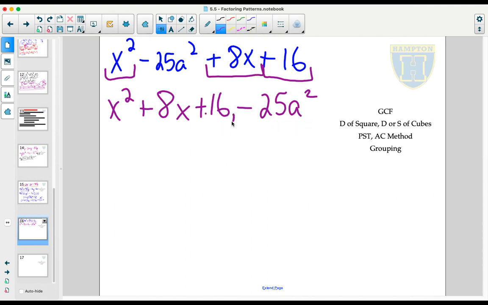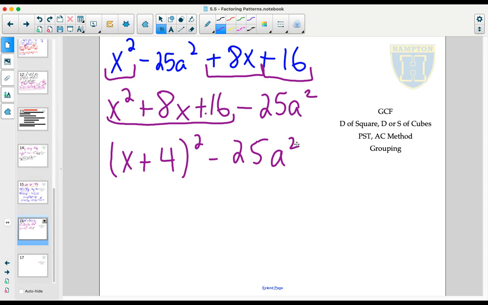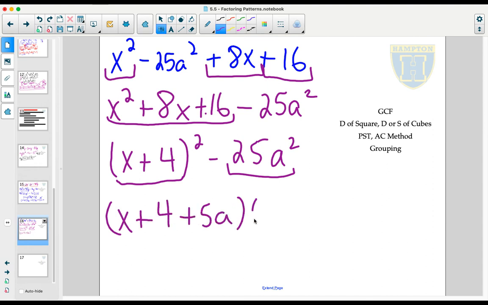If we look at these first three terms together, we see that that's a perfect square trinomial. So we can factor those first three terms together as x plus 4 squared, following that with a minus 25a squared. And now we have a difference of squares. But if you're thinking to yourself, well, a difference of squares requires two terms, we have seen a few examples where you can get creative with the difference of squares. And really, it just boils down to, do you have a square minus another square? And in this case, we do. So we're going to have x plus 4 plus 5a and x plus 4 minus 5a.